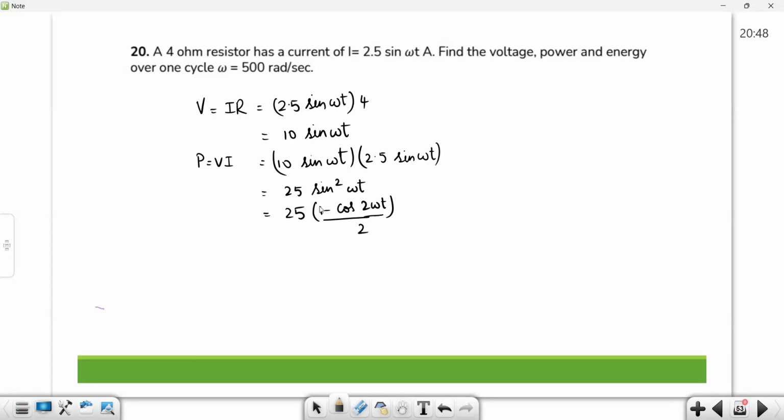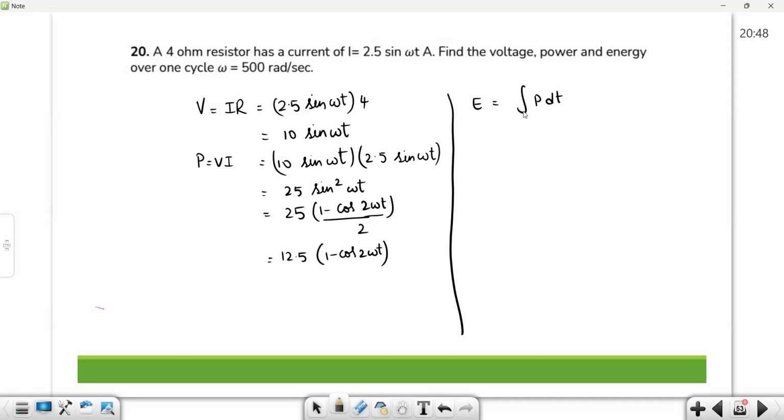Then this 2 and 25 will get cancelled, and you will be left with 12.5. What you will get is 12.5 into (1 minus cos 2 omega t). This is the power. And for energy, how will you do it? Energy E is equal to the integral of P into dt.